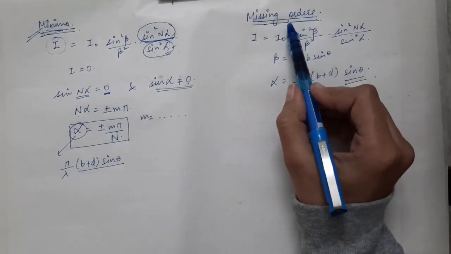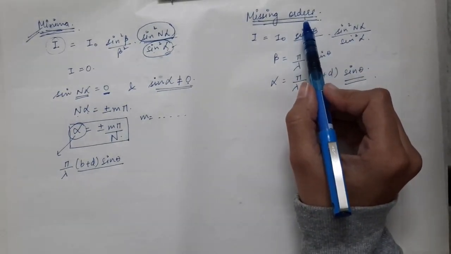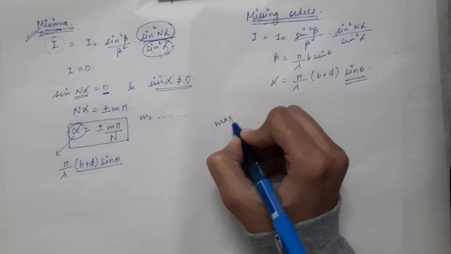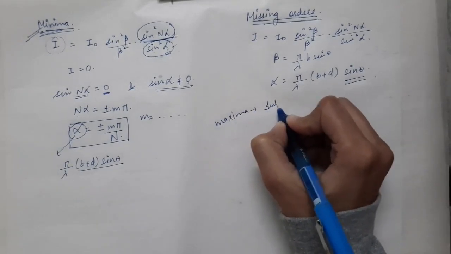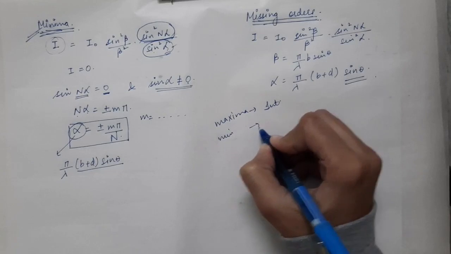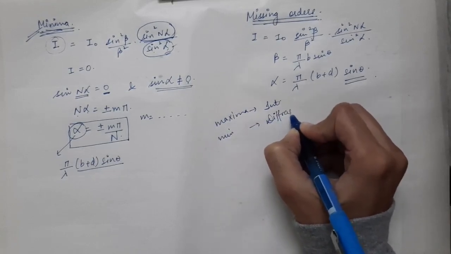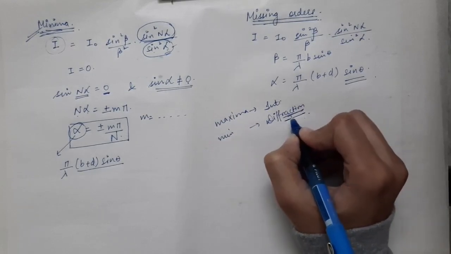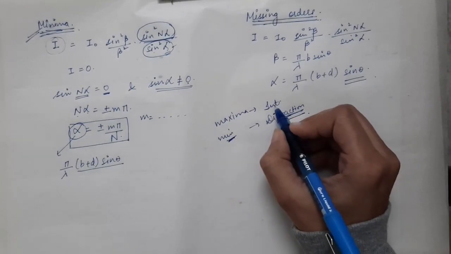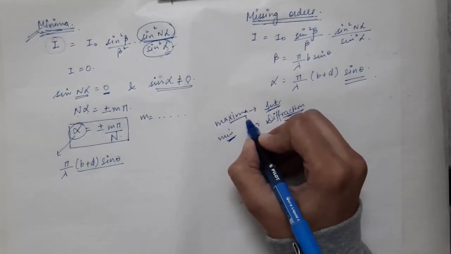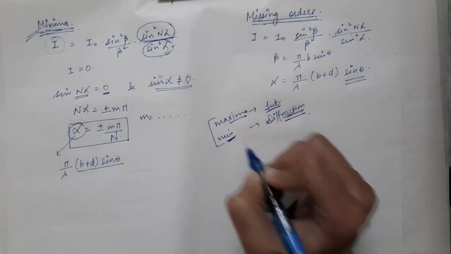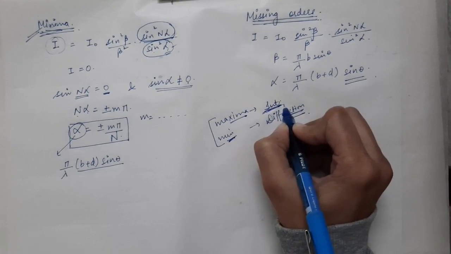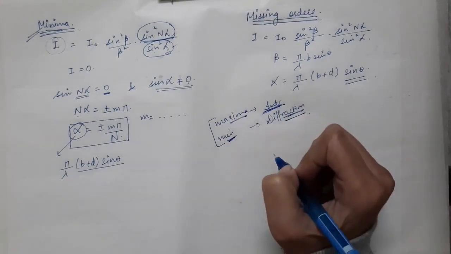As we have said, those orders of the principal maxima are absent from the diffraction pattern where there is a maxima due to interference, but there is a minima due to diffraction which is occurring at each slit. So for the diffraction which is occurring at each slit, the resultant amplitude is 0, and due to interference it is coming out to be maxima at the same point. So the net effect will be a minima. So that particular principal maxima of that particular order will be missing from the diffraction pattern.